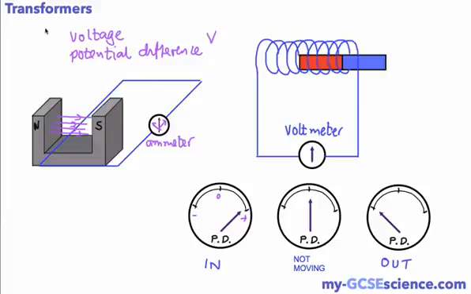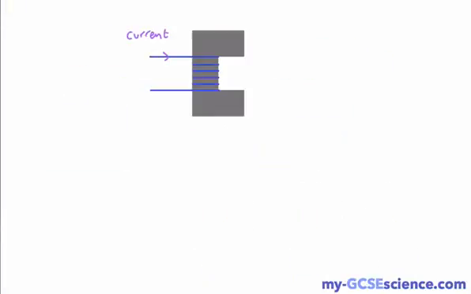Remember, the job of a transformer is to either step up voltages or step down voltages, and we're going to have a look at how that works now. Before we begin, we've got a little simple device here. We've got an iron core in the shape of a C, and a wire wrapped around the iron core, with a current flowing through that wire. Now, as you know from a previous video, if we have a current flowing through a coil of wire, we have produced an electromagnet. So here we have a magnetic field that is being produced.